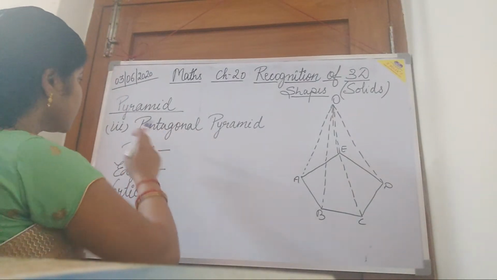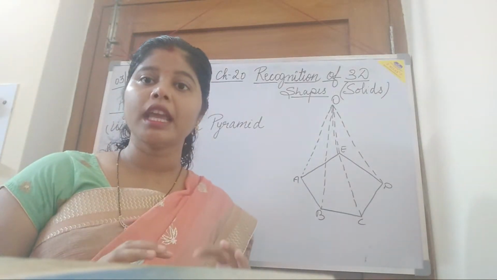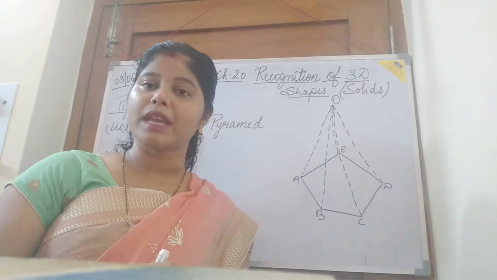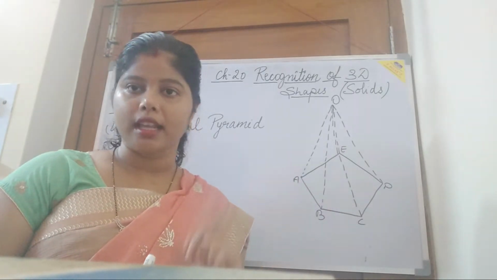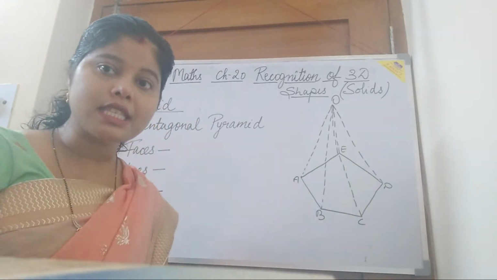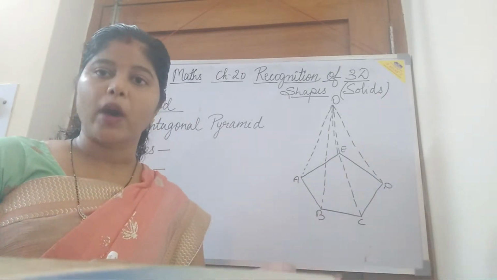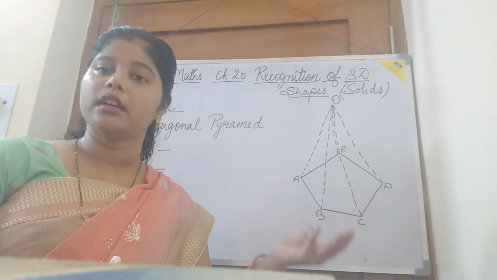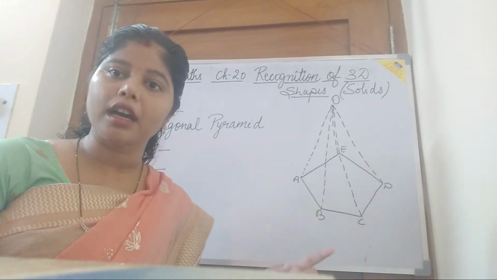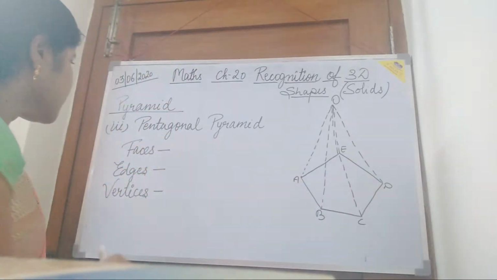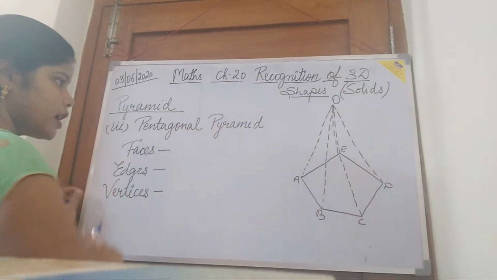So in this pentagonal pyramid, one pyramid is left. So what is a pyramid? In which we are having its base as a rectilinear figure and its side faces as a triangle. Pyramid means which base is a rectilinear figure. Rectilinear figure means it may be square, rectangle, whatever it may be, but their side faces will always be a triangle. So here in this pyramid, we are going to discuss the third one, pentagonal pyramid.